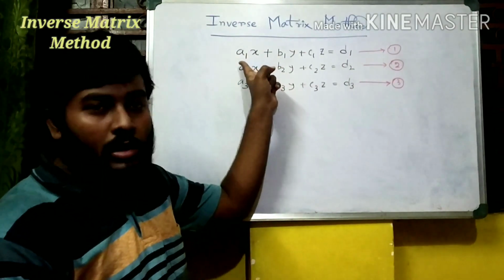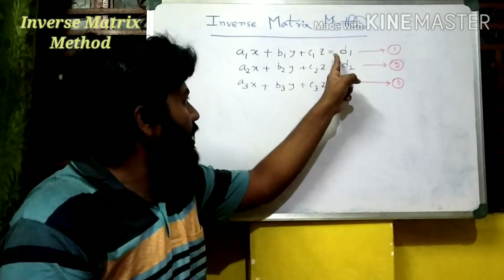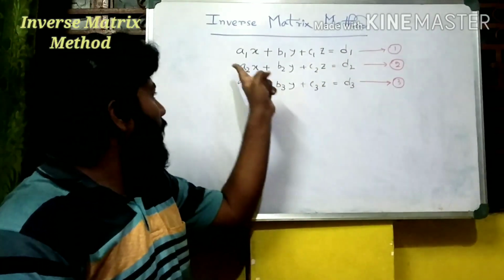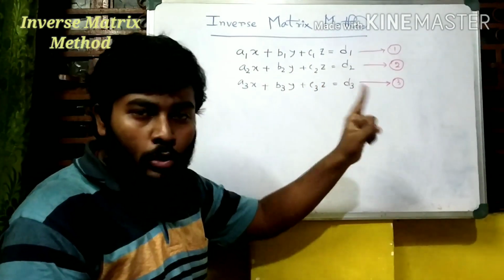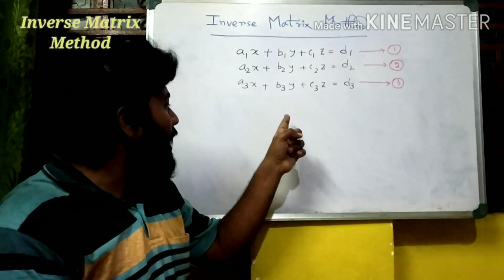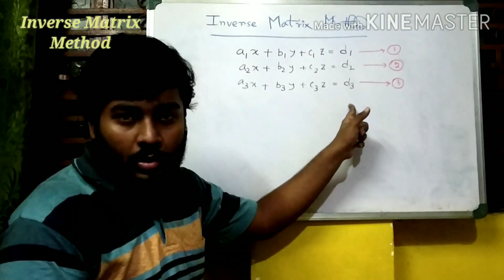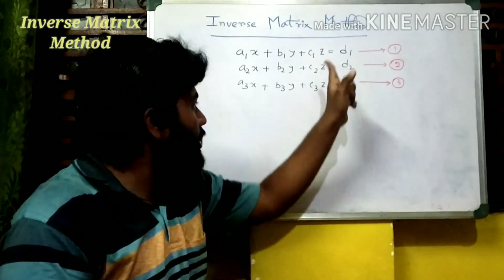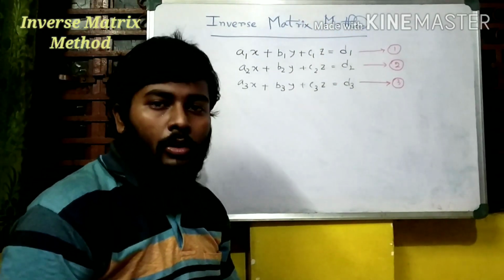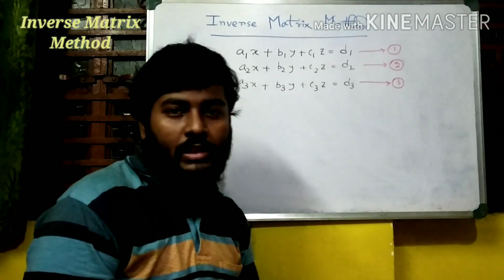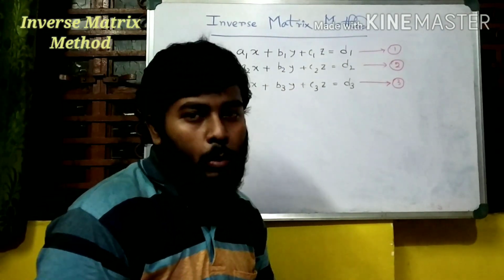The first equation is a1x plus b1y plus c1z is equal to d1. a2x plus b2y plus c2z is equal to d2. a3x plus b3y plus c3z is equal to d3. We have to solve this system by the inverse matrix method, or matrix method. So, to solve this system, we have to write it in matrix form.